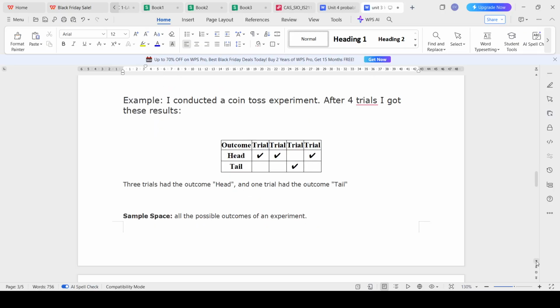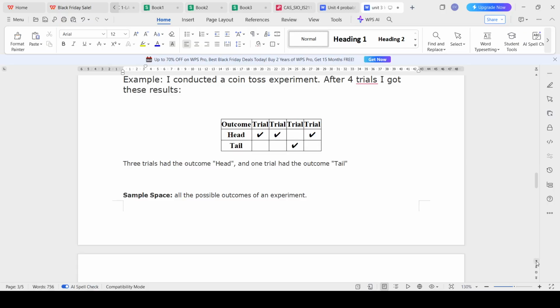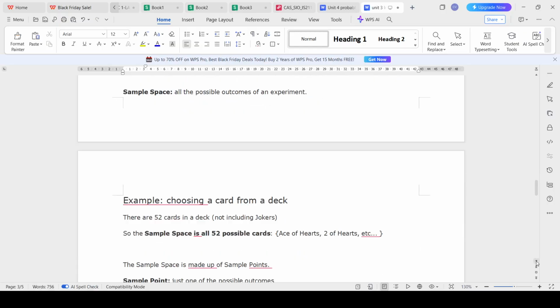Then another, sample space. These are all the possible outcomes of an experiment. Example, choosing a card from a deck. There are 52 cards in the deck, not including jokers. So the sample space is all 52 possible cards. Ace of hearts, 2 of hearts, etc.